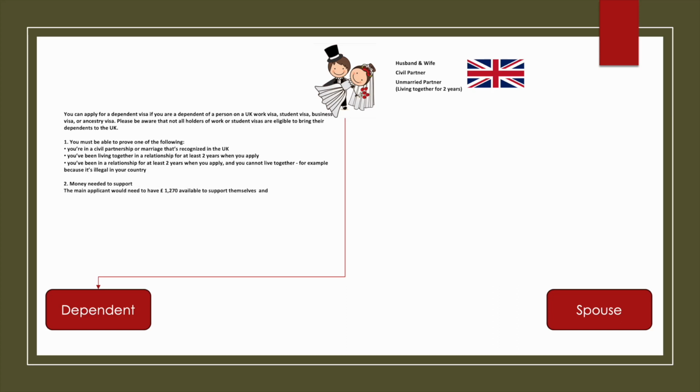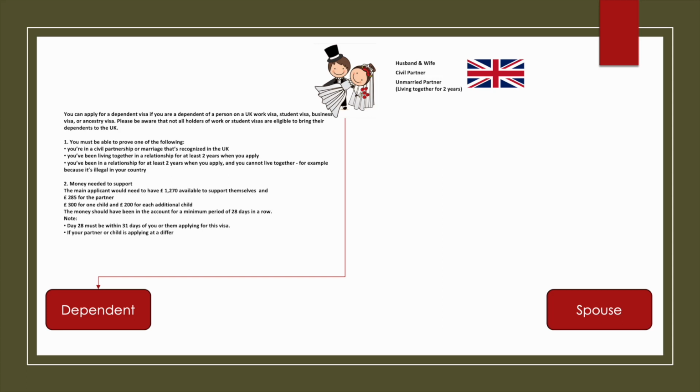This would be the main applicant having £1,270 for themselves and £285 for the partner. And if you have children, then for the first child it would be £300, and for each additional child it would be £200. The combined resulting amount should have been in your bank account for at least 28 days. And note, the 28th day must be within 31 days of you or them applying for the visa.